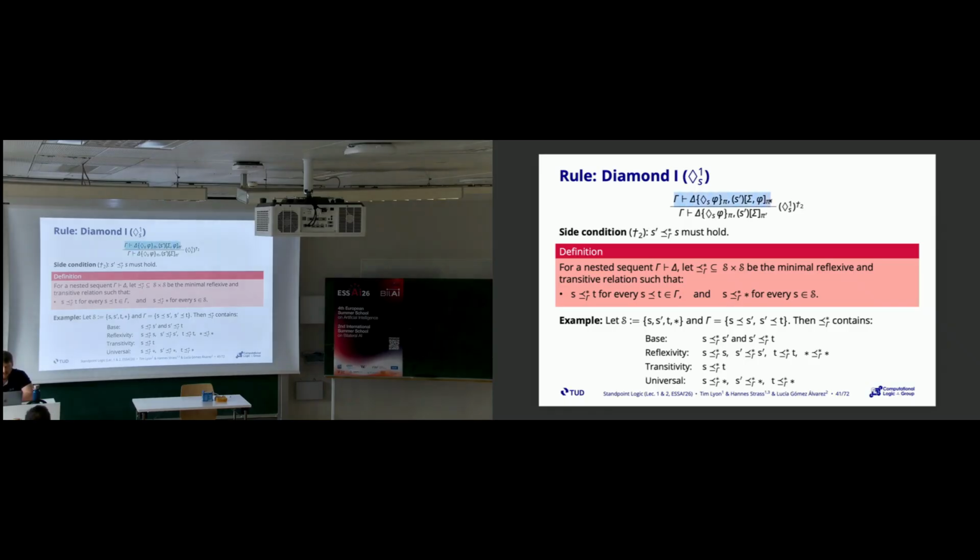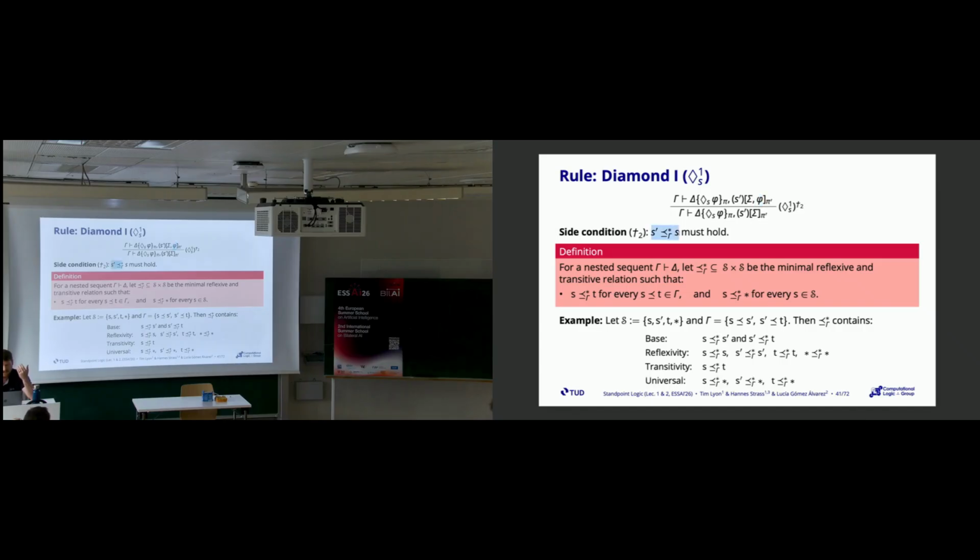The way that the diamond rule works is that if we have a nested sequent where there is a diamond formula occurring in some component of the form diamond S phi, and we can find another component tagged with an S prime, a different standpoint, and containing phi, then if it is the case that this S prime and this S stand in some relation to each other, which I'll explain momentarily, you can delete this phi top down. It becomes redundant information.